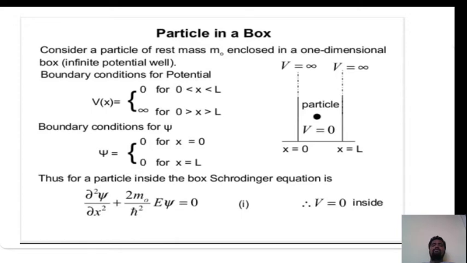Then the Schrodinger time independent wave equation becomes del square psi by del x square plus 2m0 by h cross square (E minus V) psi. Here V is equal to 0, so we can write the Schrodinger time independent equation as equation number 1: del square psi by del x square plus 2m0 E by h cross square psi is equal to 0. This equation number 1 is in the form of a second order differential equation.